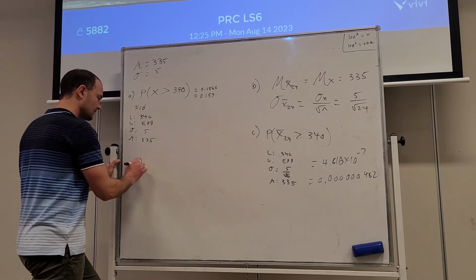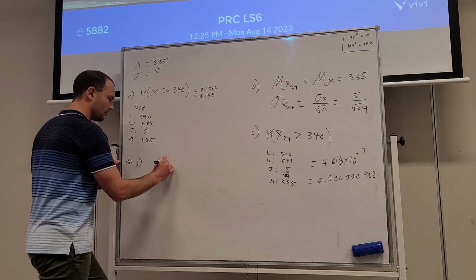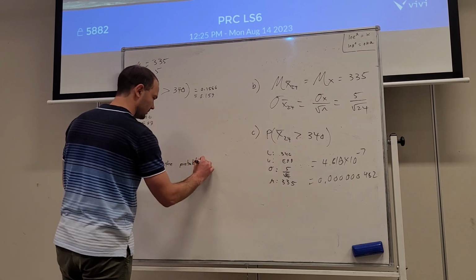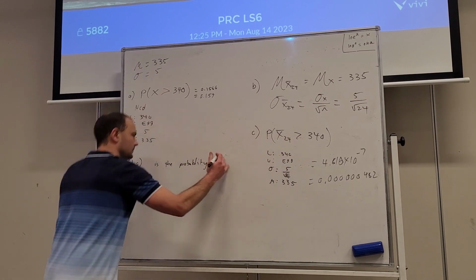So part A is the probability of a random, I won't rush, I'll write it up properly. Part A is the probability.